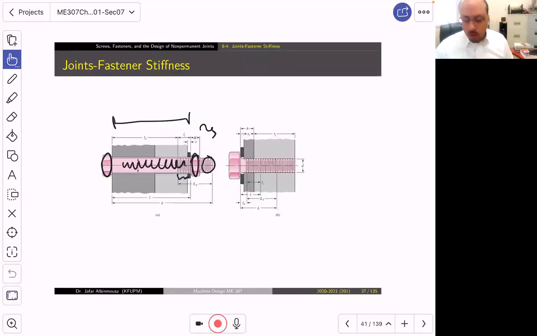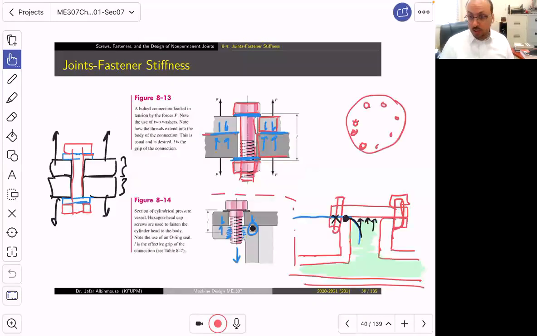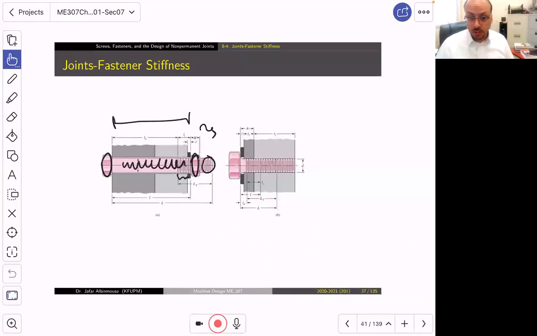Now, in the last class, ya Shabab, we talked about this critical practical issue, which is very common in the industry around us. It's very common even in households, you know, in homes and so on. So what happened is we want to understand what is the strength of the bolt, basically, and how do we analyze the joint.